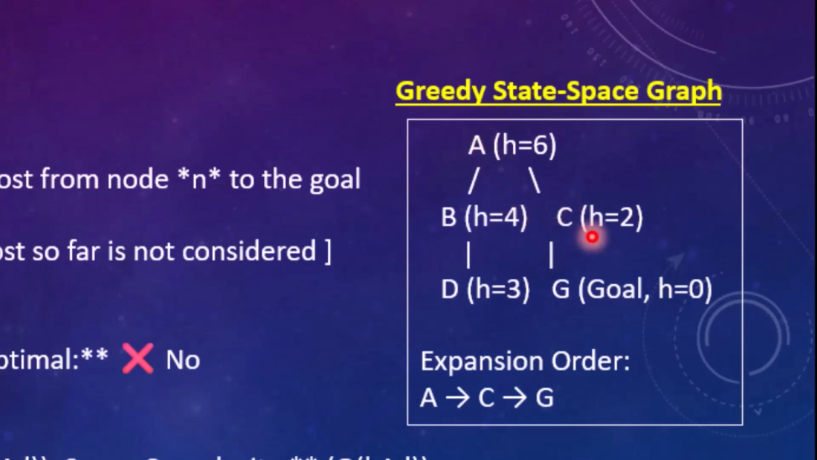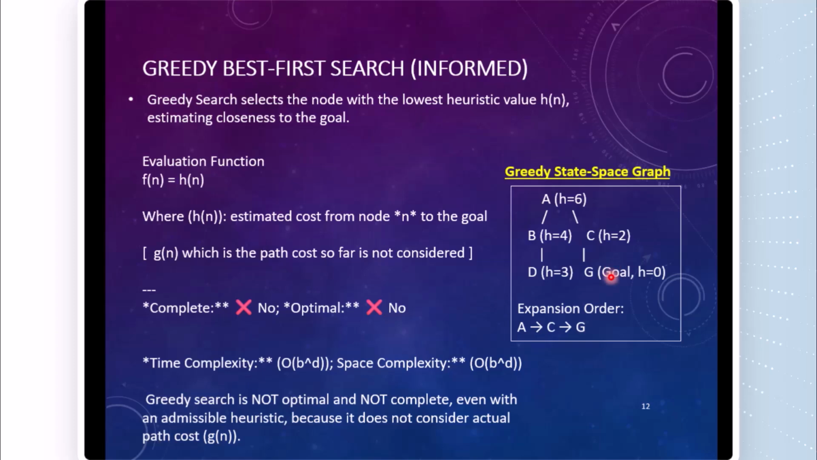So after we have A, we'll have C, right? Now C is connected to only the goal, so it's going to be A, C, G. Very straightforward. And you can see here the h value at the goal is always 0 because it's 0 distance to itself, which is quite obvious.